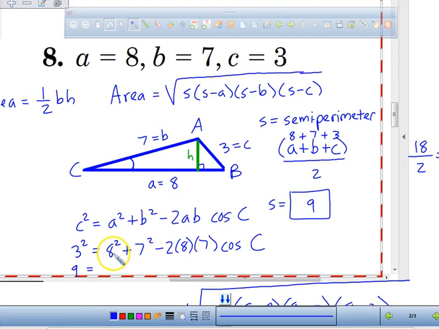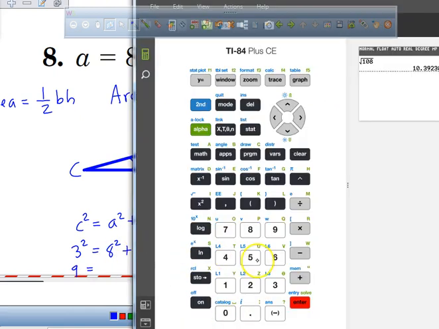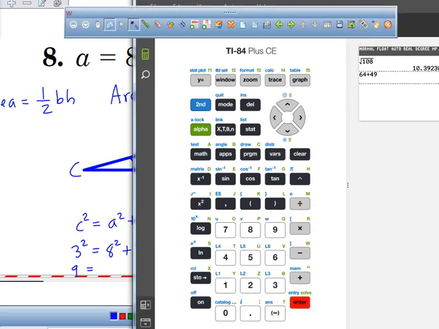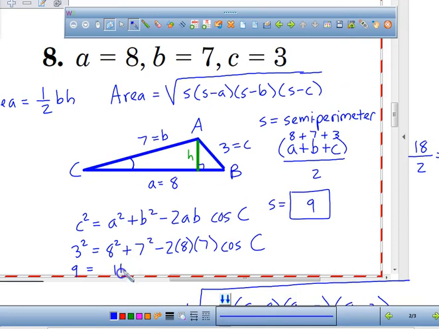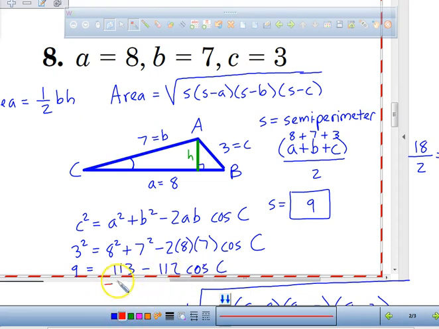We have 64 plus 49. That takes us to 113. Minus 56 times 2 equals 112 times the cosine of C. And please don't subtract those. What we need to do is take away 113 from both sides.